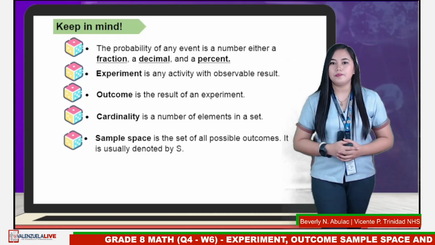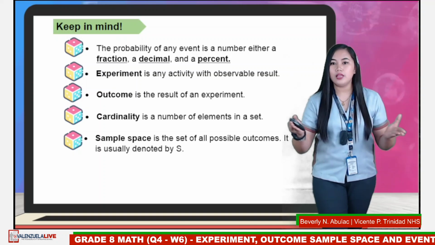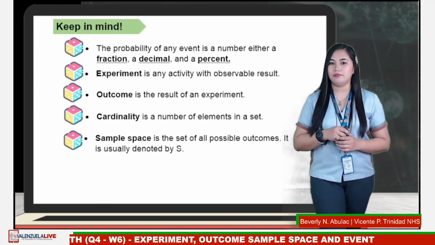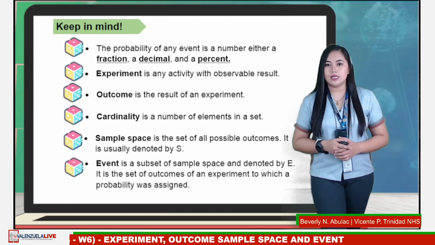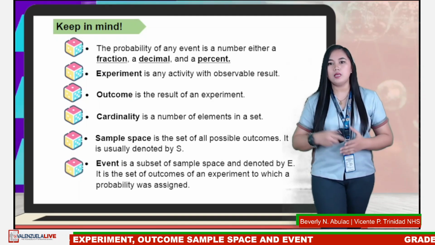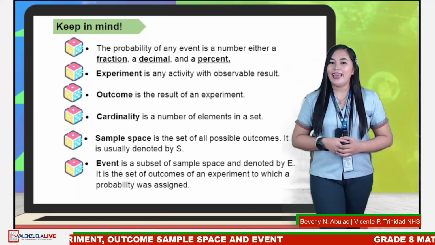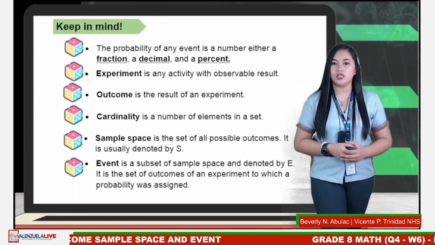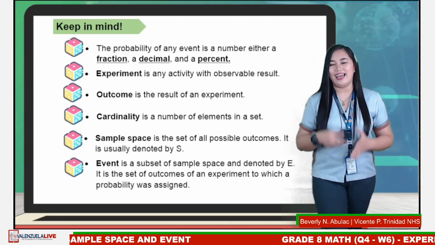Sample space is the set of all possible outcomes. It is usually denoted by S. Event is a subset of a sample space and denoted by E. It is the set of outcomes for an experiment to which a probability was assigned.